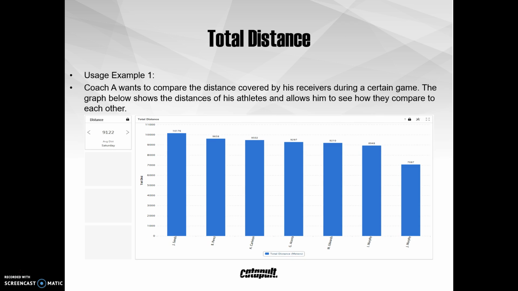Total distance is a popular metric to work with because it's an intuitive measure that a lot of coaches are already familiar with. What I've done on this graph is graph the total distance for each of my receivers across the last game. One of the things I can do with this information is make an average for the position itself, so I can know what to expect from an average receiver on a game day.